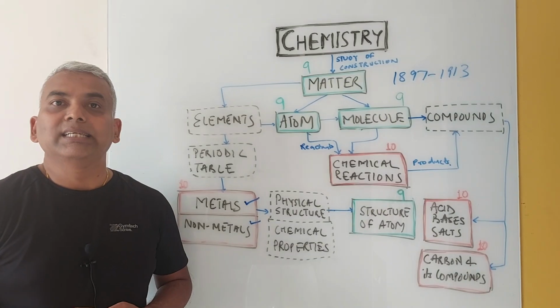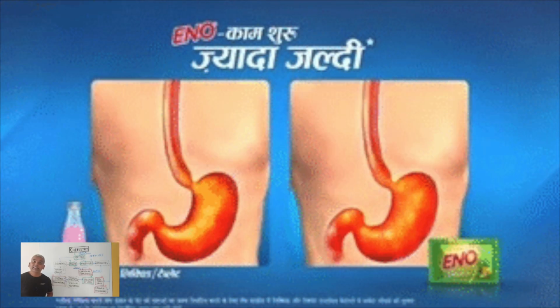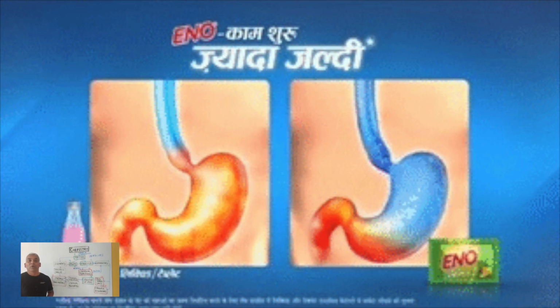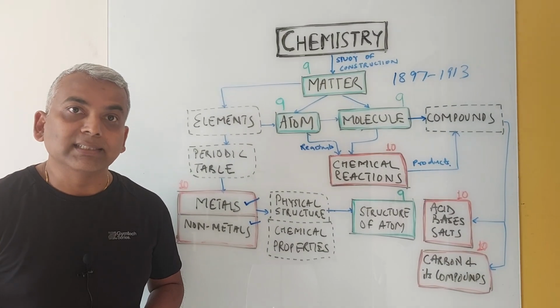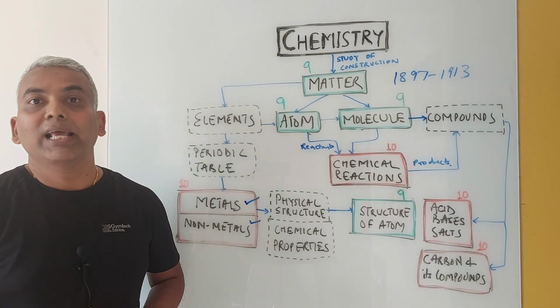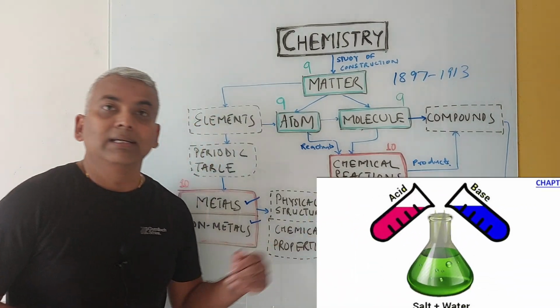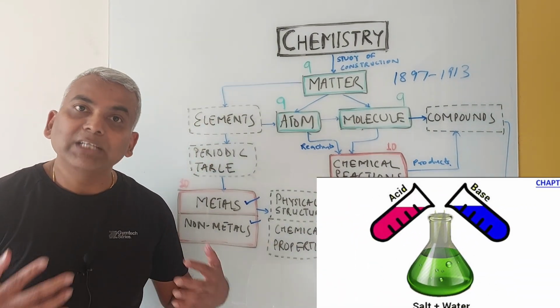When we get acidity, our parents recommend an antacid solution called ENO, whose job is to neutralize the acid. Compounds that neutralize acids are called bases. Acids and bases combine together to form salts.